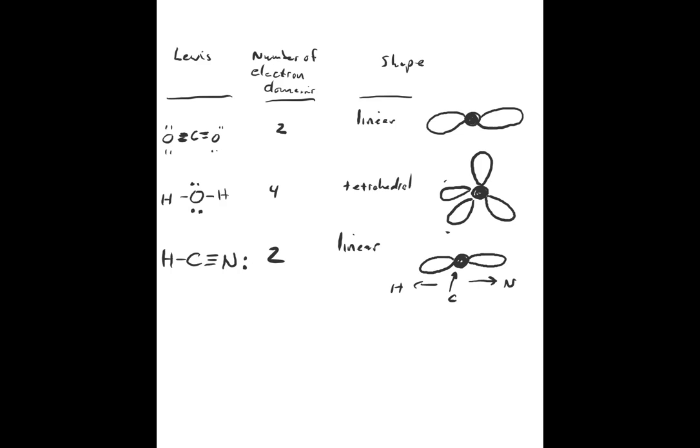Okay. Let me do one with more. Let's do sulfur. So I'm going to draw the Lewis structure for sulfur hexafluoride. I would talk more about this molecule because it's a fascinating molecule, but we don't really have time. So here's sulfur hexafluoride, 3 lone pairs on each fluorine.